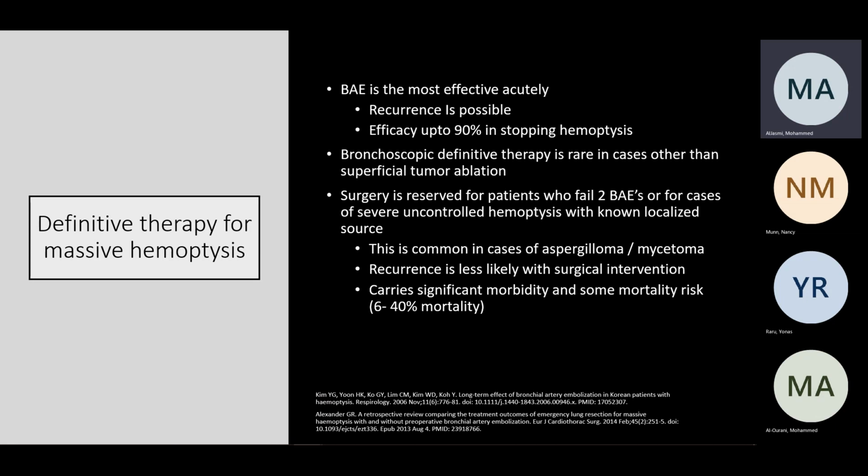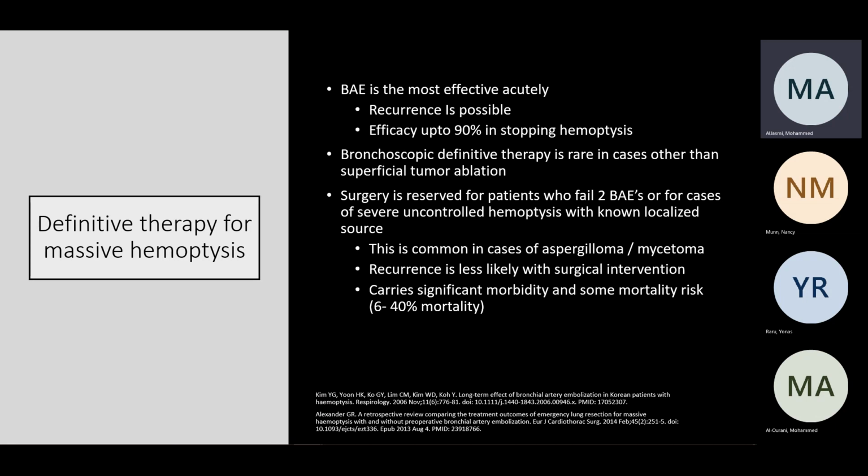So definitive therapy for the massive hemoptysis is between bronchial arterial embolization or surgery. Usually the most effective acutely is the embolization. It's basically 90% effective. And if it is not effective, it means that most likely the interventional radiologist missed something.